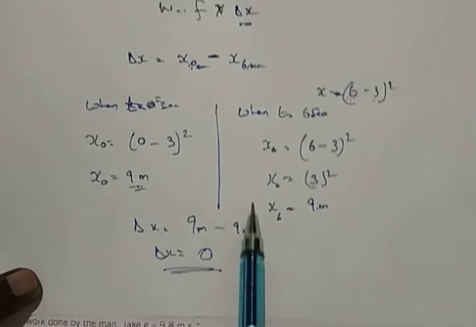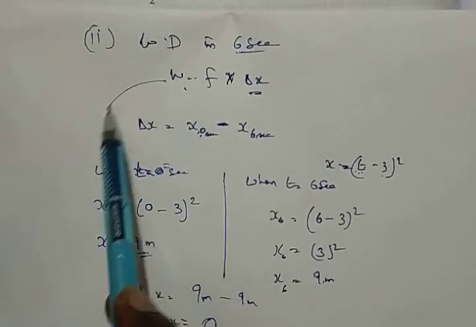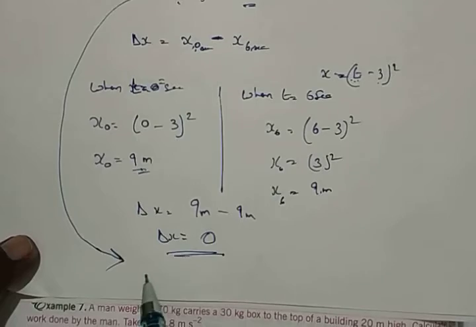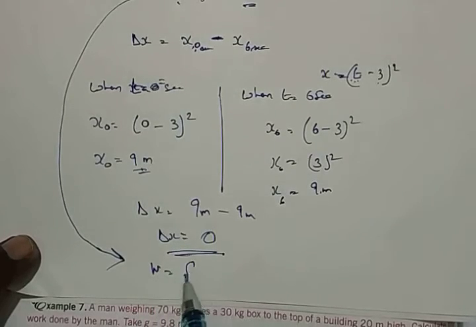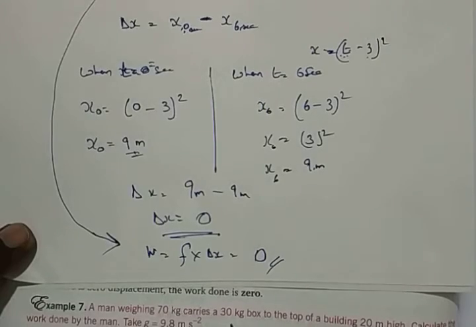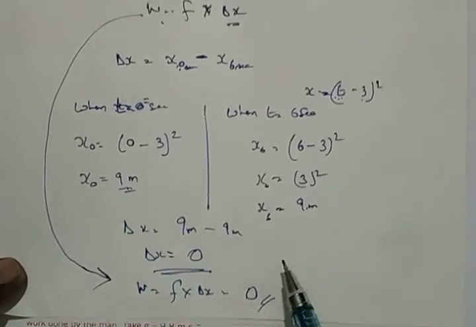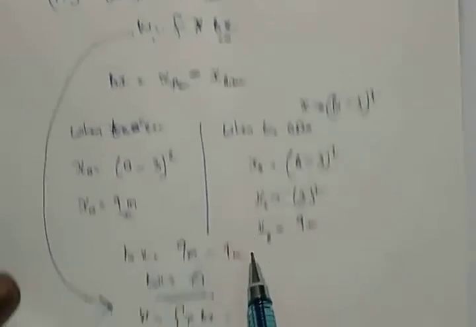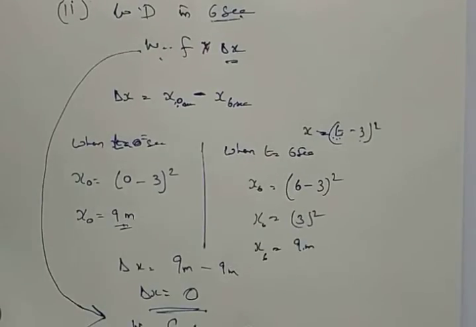If the displacement is 0, what is the work done? The work done is equal to force into delta x, which will also be equal to 0. So work done is 0. In that particular 0 to 6 seconds, the work done is equal to 0. So that's the answer. Alright, we'll go to the next question now.